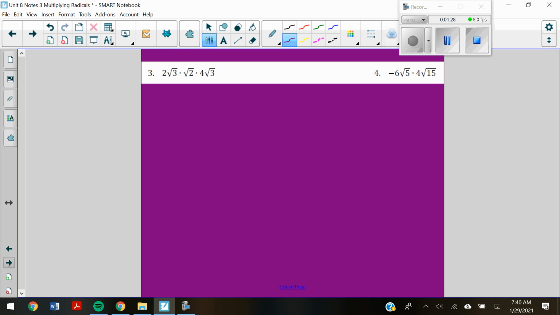All right. Now in number 3, we have 3 of them, and that's totally fine. We continue on. We multiply the things that are outside. In front of this would be like a 1. So we're going to take 2 times 1 times 4, and we get 8. And then we're going to multiply our values underneath our radical. 3 times 2 times 3. And so we get 12 here.